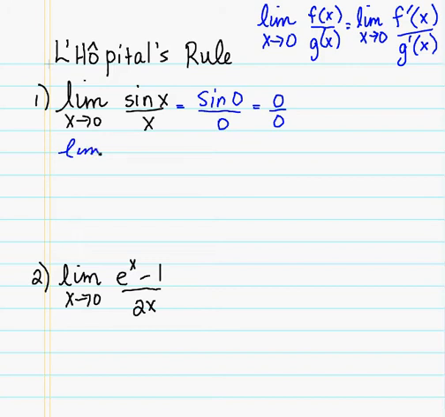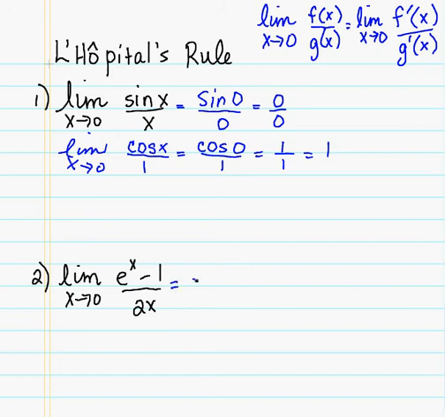So we'll take the derivative of the numerator and the denominator separately. Derivative of sine is cosine of x. Derivative of x is 1. And now we can substitute in 0 for x. So we get cosine of 0 divided by 1. Cosine of 0 being 1, we get 1 as our answer here. But again, L'Hopital's rule will not work unless direct substitution yields an indeterminate form. Let's check number 2 here.